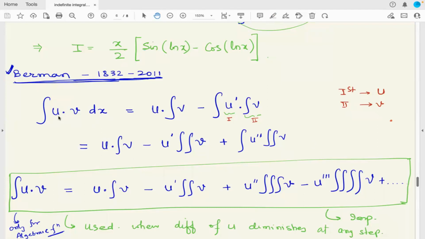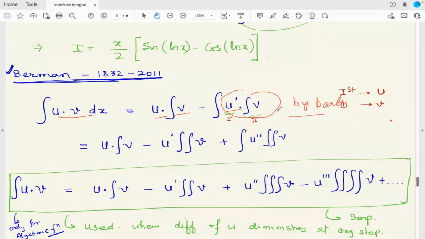Let us suppose we have a function uv, two functions in the form of a product. So what we do in by parts, we first assign u and v according to the ILATE rule. And then we take u outside the integral first and integrate v, then differentiate u and then integrate the whole; first differentiation of u and then integration of v, whatever product we get here, we integrate the whole thing. So this is our by parts rule, right?